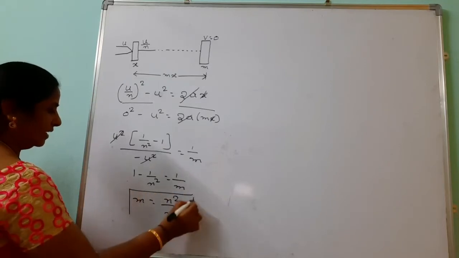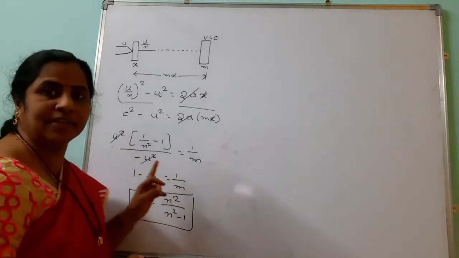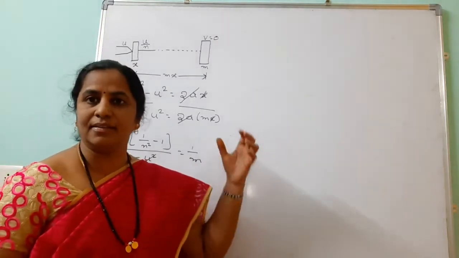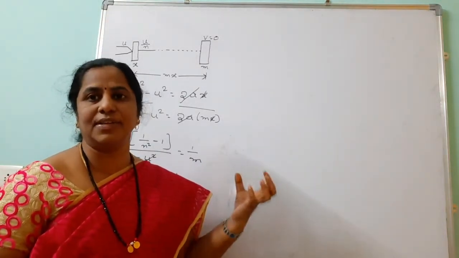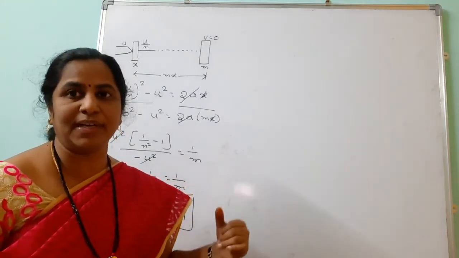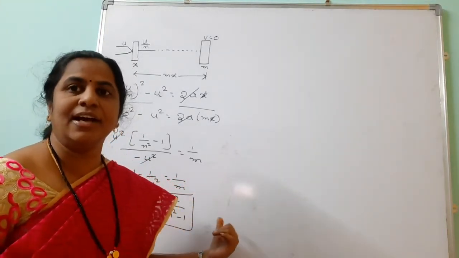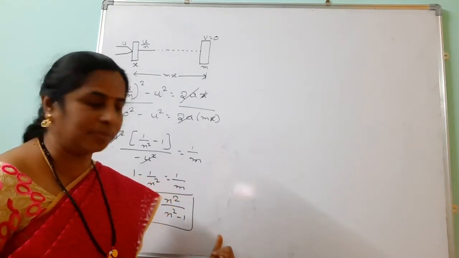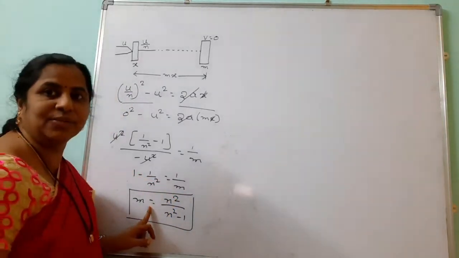So try to understand the difference between this one and that one. There the velocity loses 1 by nth of its velocity. But in this case, the velocity becomes 1 by nth of the initial velocity. How many planks are required to stop the bullet means directly we can use this formula.